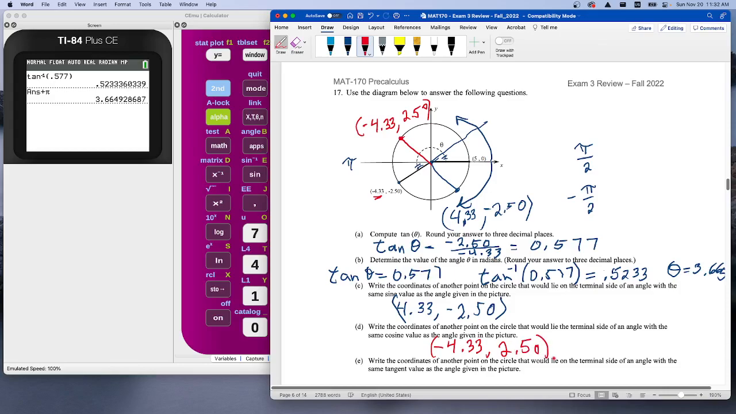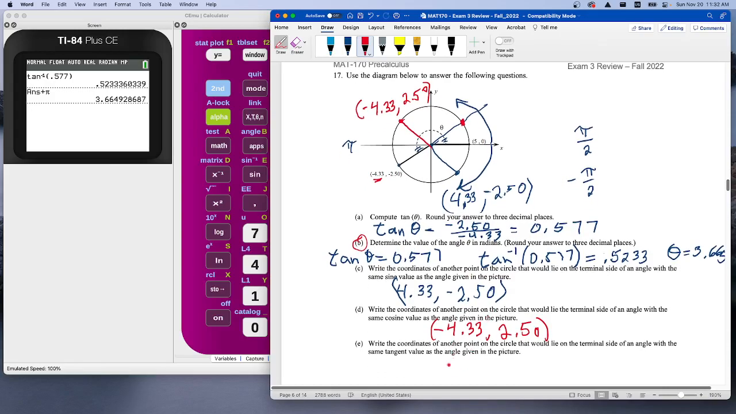Write the coordinates of another point on the circle that would lie on the terminal side of an angle with the same tangent value as the angle given. So we kind of figured that out already, actually, right? We're over here. This is when we did our B part. That's the angle we ended up with. Of course, they're not asking for the angle, they're asking for the coordinates. So what would the coordinates be? They will be the same x and y values, but they will both be positive. Positive 4.33, positive 2.50.